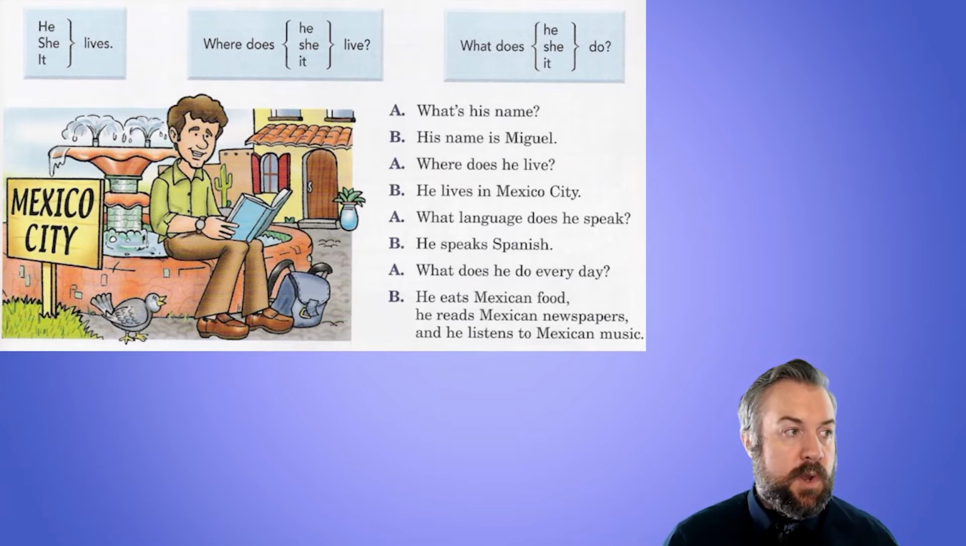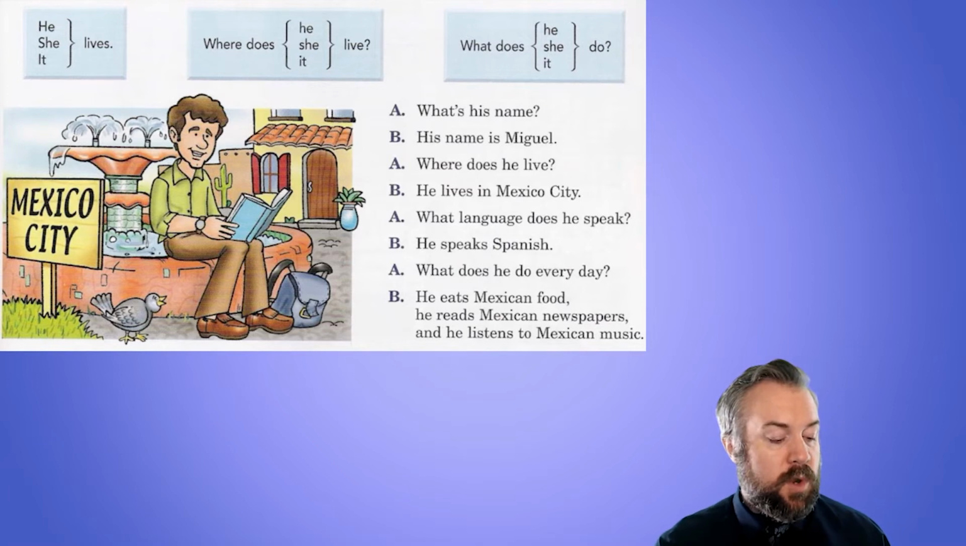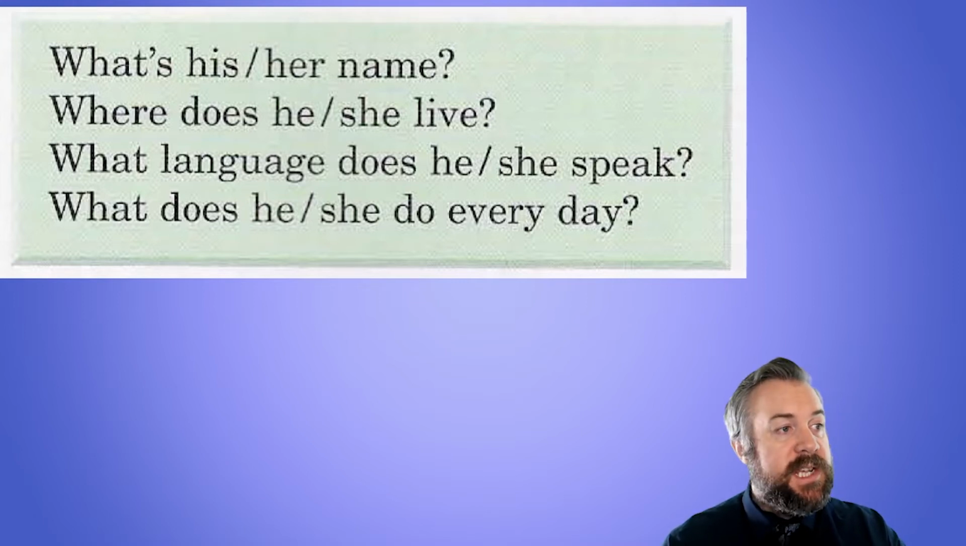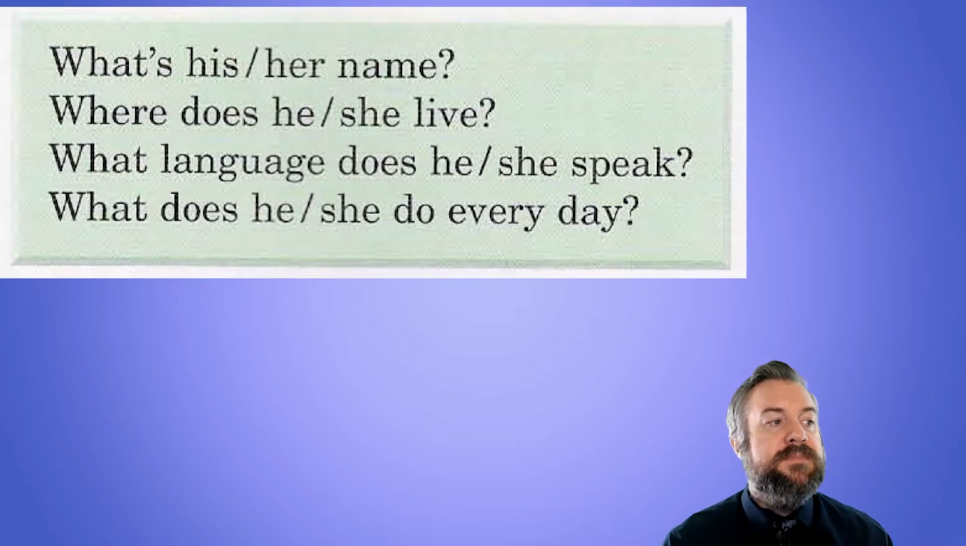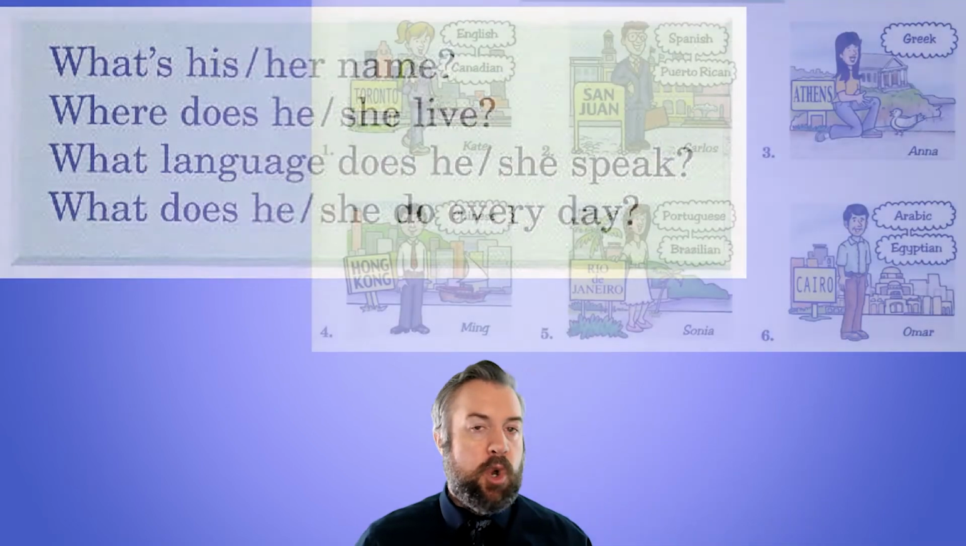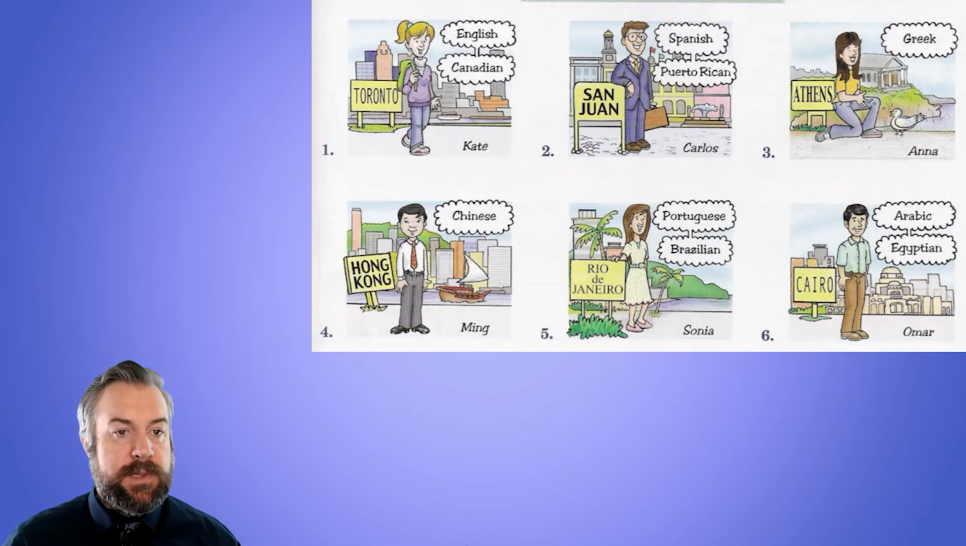Okay. So the questions for page 81, the 4 questions. What's his or her name? Where does he, she live? What language does he, she speak? What does he, she do every day? So very similar questions, but now it is he, she, instead of I and you, or they. Okay, so at the bottom of page 81, there are 6 more people to ask questions about.